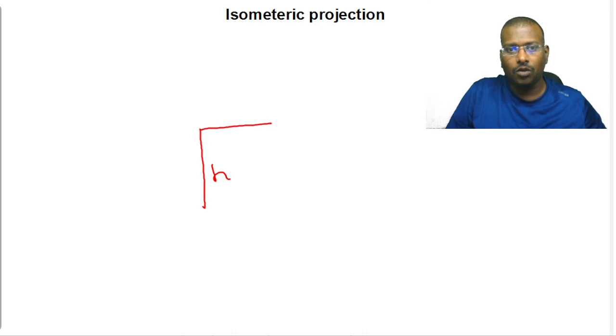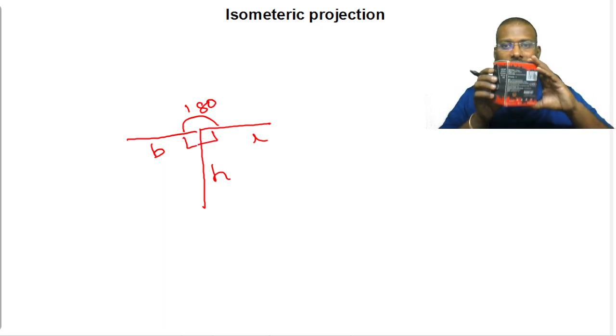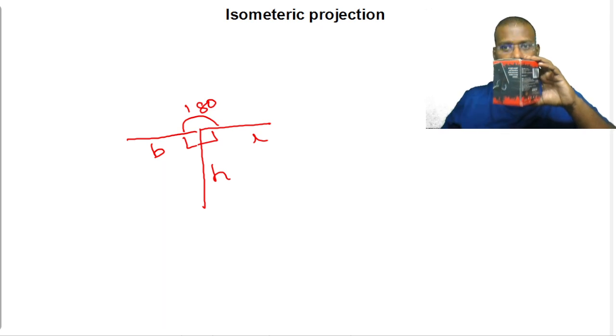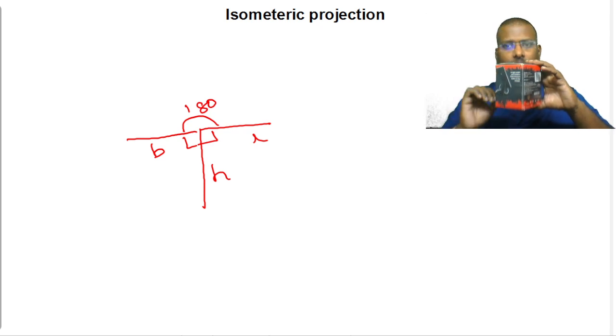And here you are getting length. Here you are getting breadth. Here it is 180 degrees, 90 degrees, 90 degrees. So it is one type of dimetric projection. But in order to get... this is one type. Dimetric, maybe so many are there. Among them this is one.